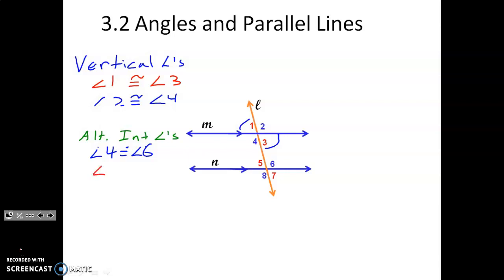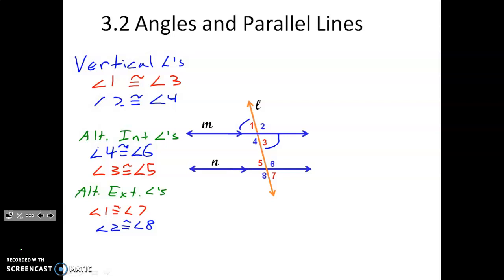The other set would be angle 3 is congruent to angle 5. All right. And last set, you see some more on the outside. For example, angle 1 is congruent to angle 7, and angle 2 is congruent to angle 8. And those are going to be same or alternate exterior angles.